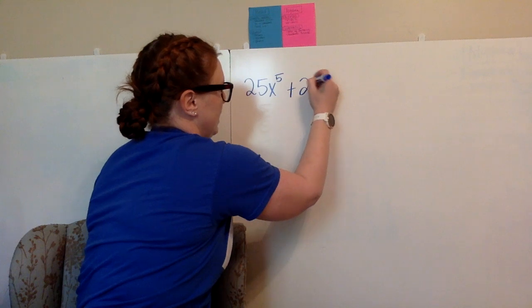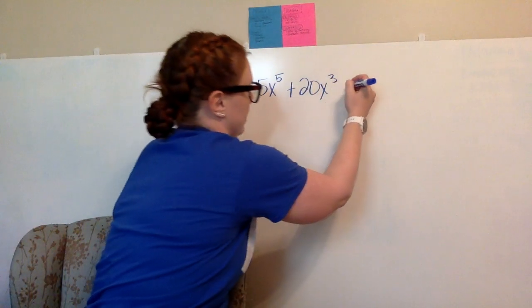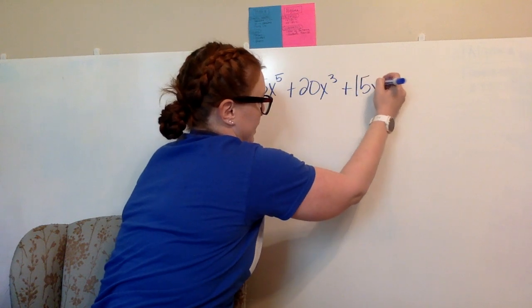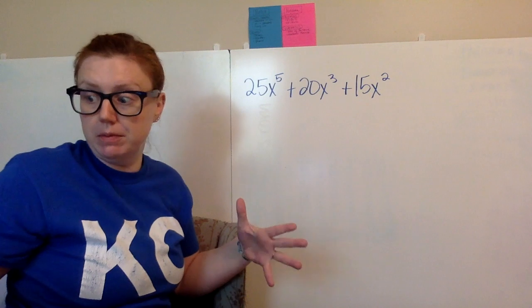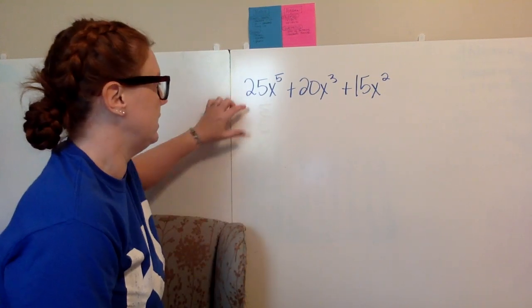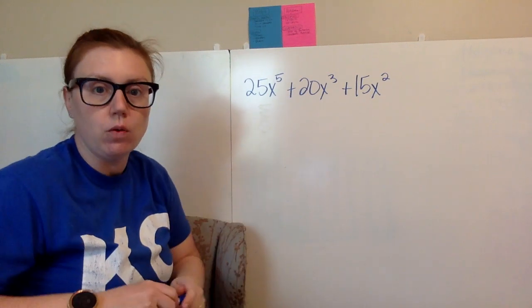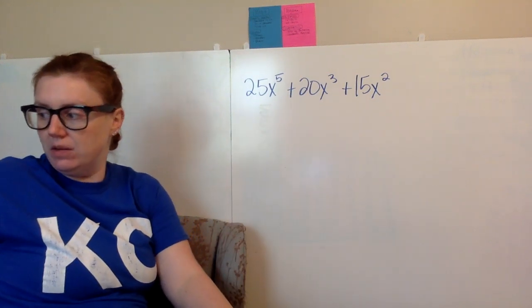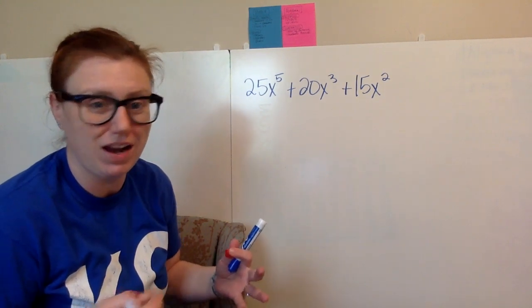plus 20x to the 3rd plus 15x squared. So I'm going to over-explain, right? I'm going to show more work than we normally would. And so I'm going to make a list of these factors underneath here. So I'm going to talk through what these can be divided by, so then we can find what's the greatest number that they have in common.